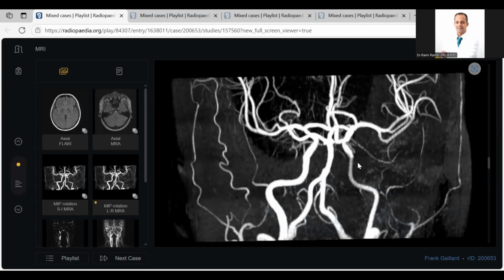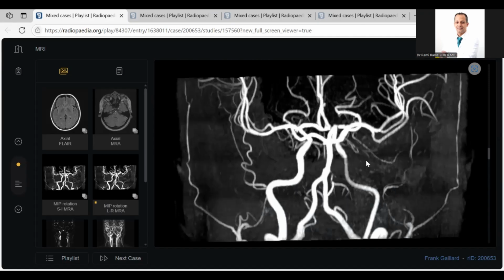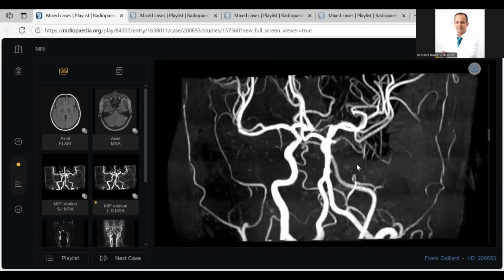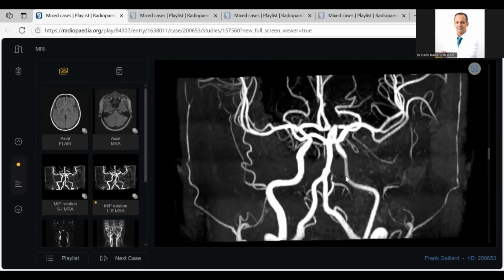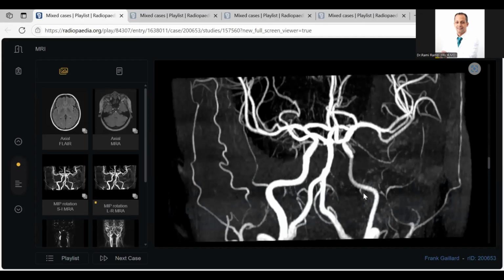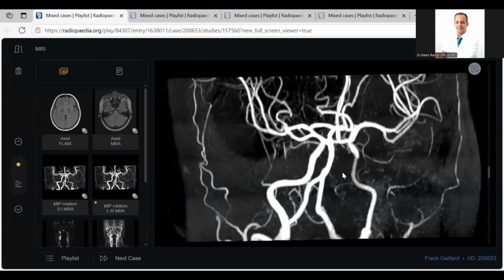So MRA would be equivalent to what we're seeing. You mean this one or this one? No, this one. Okay. Sorry, this would be the left side, wouldn't it? Yes, correct. So there's narrow caliber of the left ICA. I'm just looking at the vertebral arteries. They seem okay. Are there other sequences? Take the mouse and switch to the left.